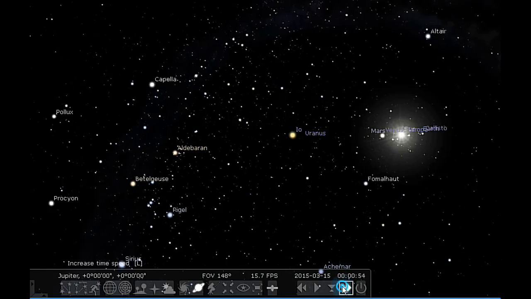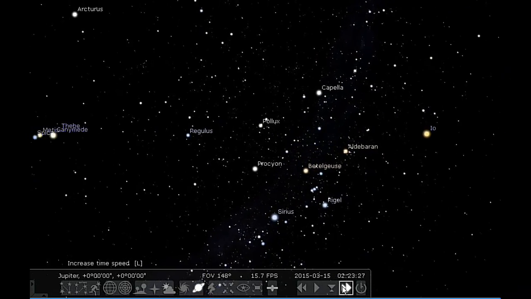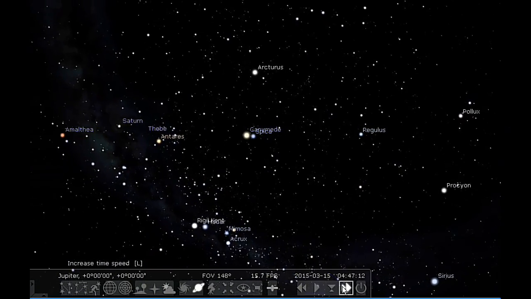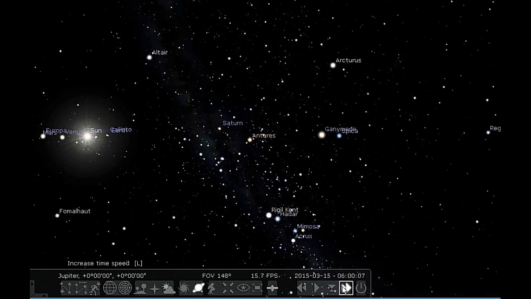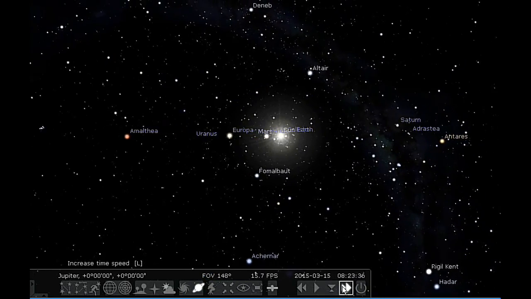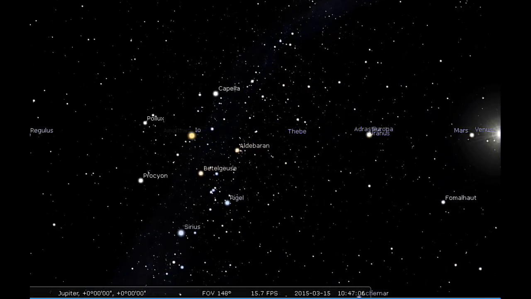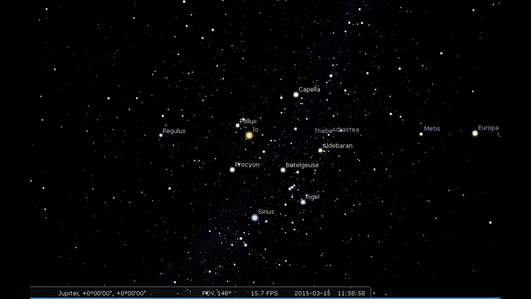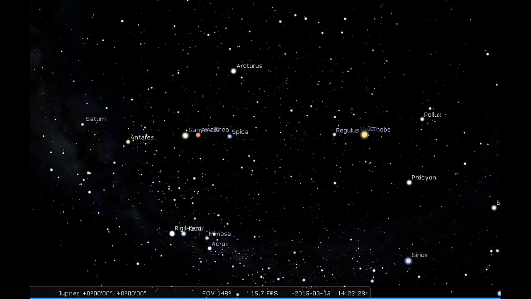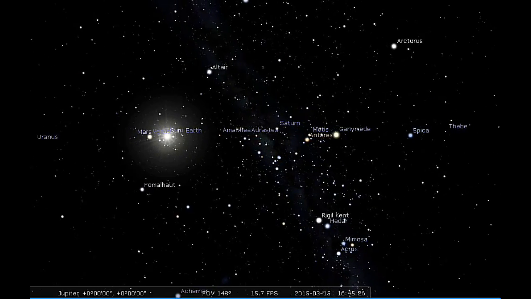24 hours of Jupiter's sky. Standing on the equator of Jupiter, looking out at a longitude of 0 degrees. And over a 24-hour period, Jupiter rotates a couple of times. There goes Io into Jupiter's shadow. You won't see it pop out at this longitude.